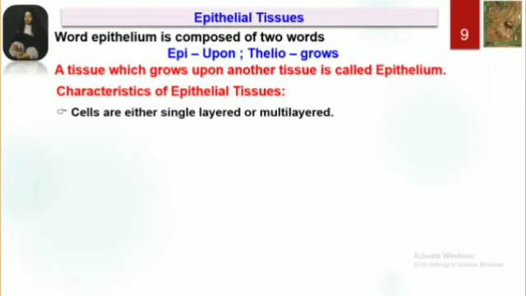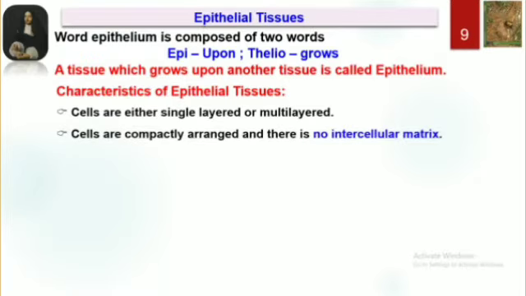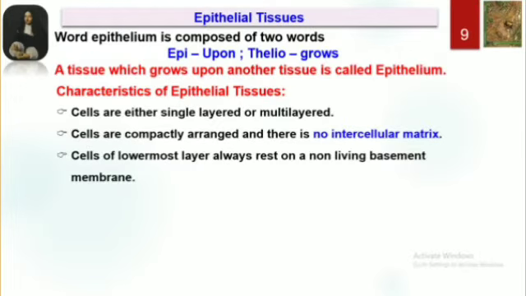Cells are either single-layered or multi-layered. Cells are compactly arranged and there is no intercellular matrix. There are no intercellular spaces. In tissues you will find a cellular component and a non-cellular component. The non-cellular component is called the matrix. Cells of the lowermost layer always rest on a non-living basement membrane. So the presence of a basement membrane is one more defining characteristic feature of epithelial tissues.